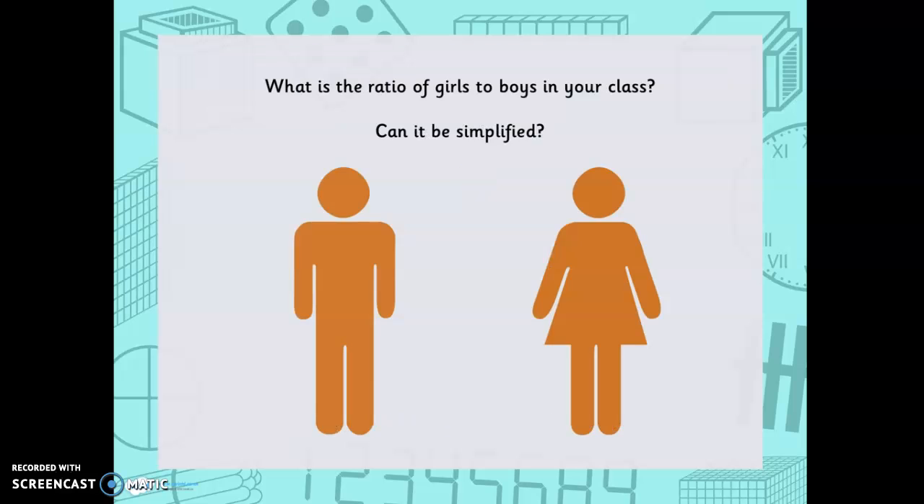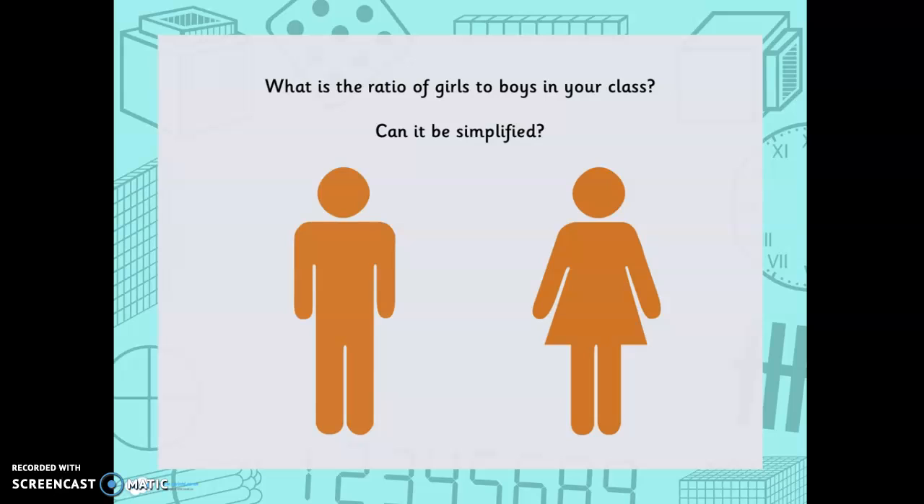So thinking about girls and boys in your class, in Emerald class, there's actually an equal split. So we've got 15 girls and 15 boys. So as a ratio, we could write 15 to 15, or we could write 1 to 1. So for every 1 boy, there is 1 girl. Think about that if you added me in. So I'm a girl. So now there are 15 boys and 16 girls. Think about how to write that as a ratio and if it can be simplified.